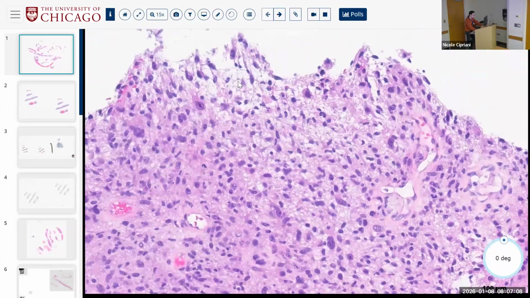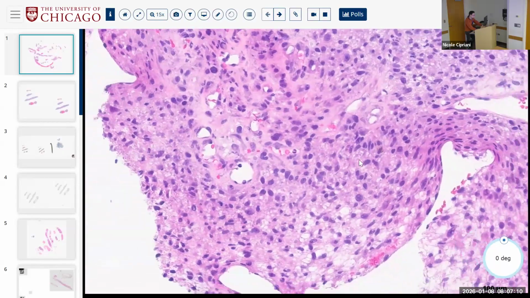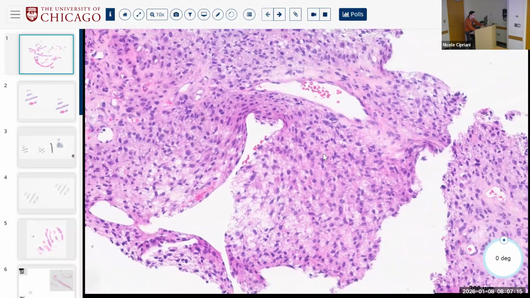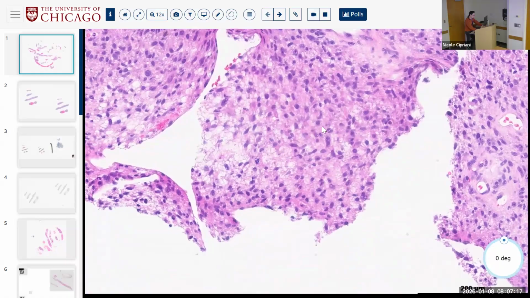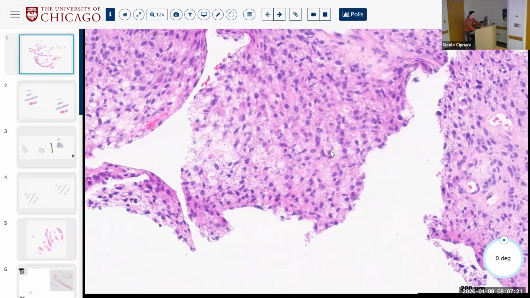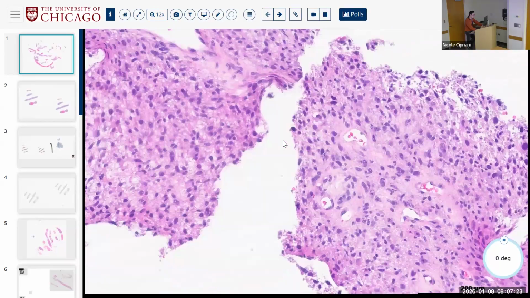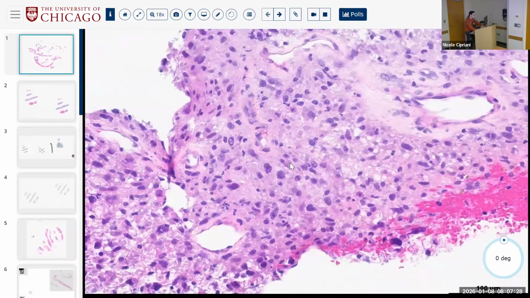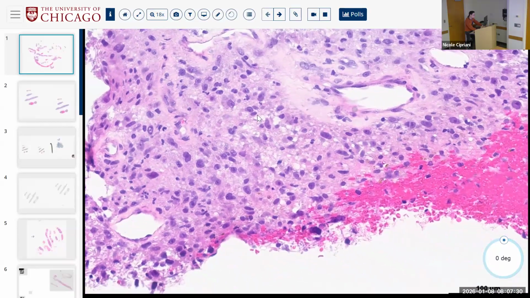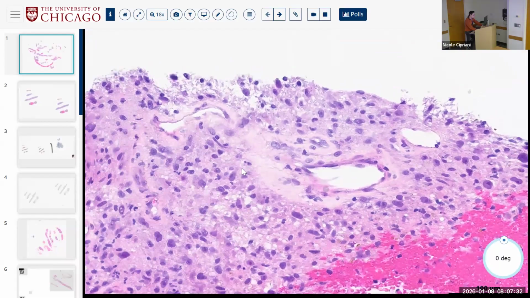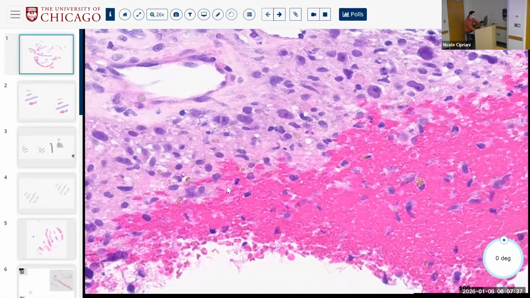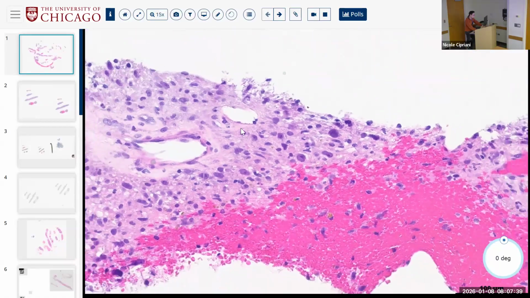I saw a bunch of mitotic figures yesterday. You have these round nuclei. They get kind of spindled or elongated. I wouldn't say they're quite spindled. Trying to see what else I can see here. Yeah, I get more of this vacuolated appearance. Some hemosiderin or pigment here.